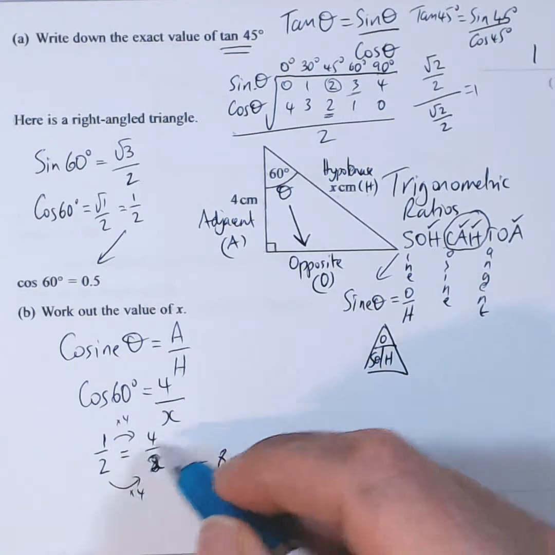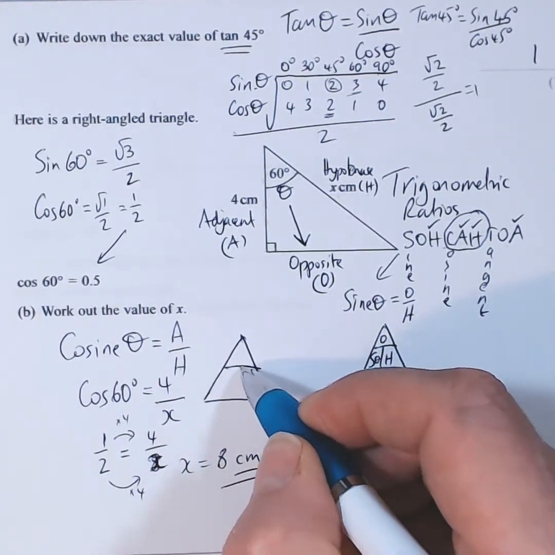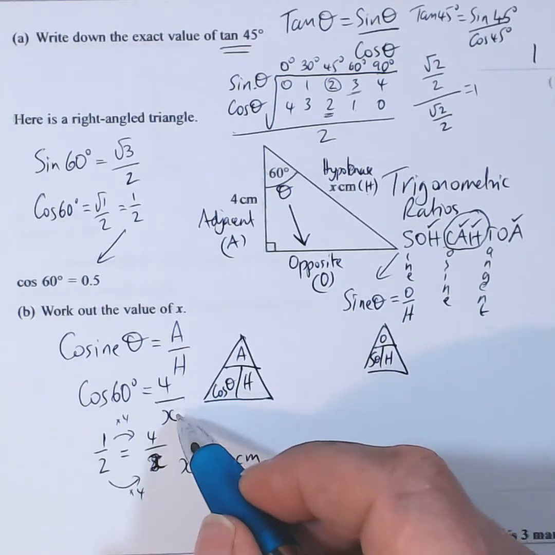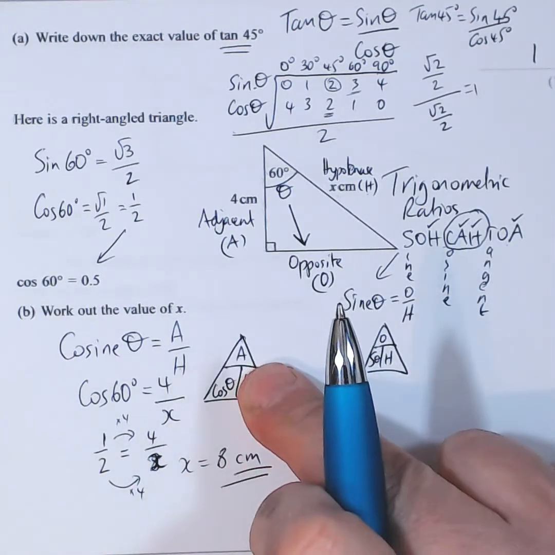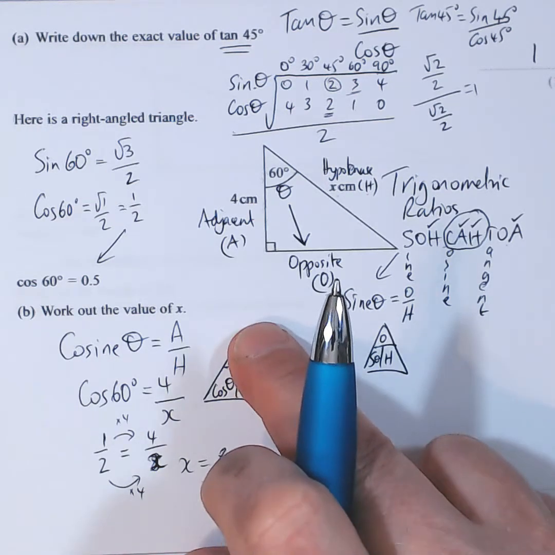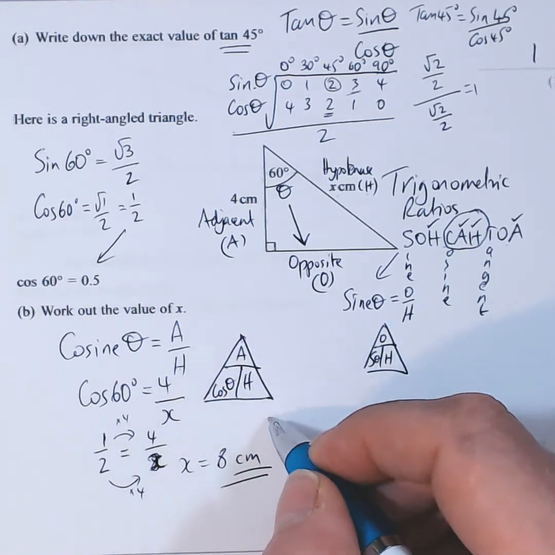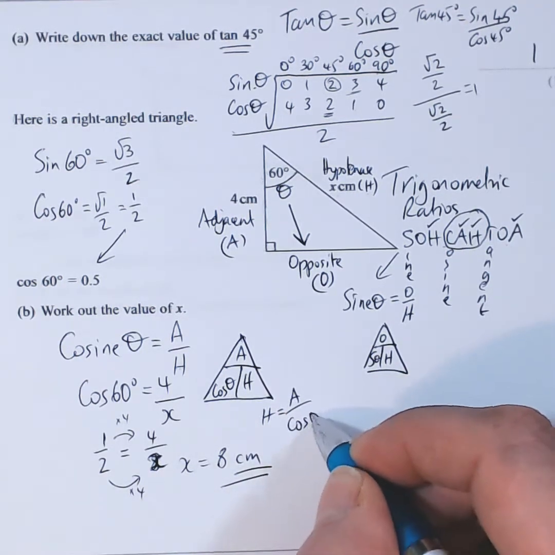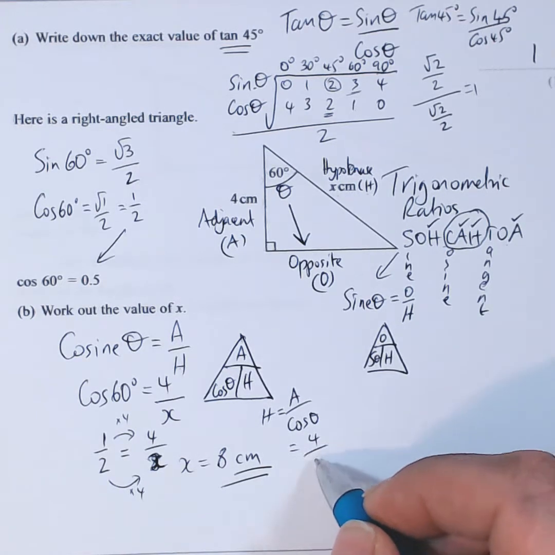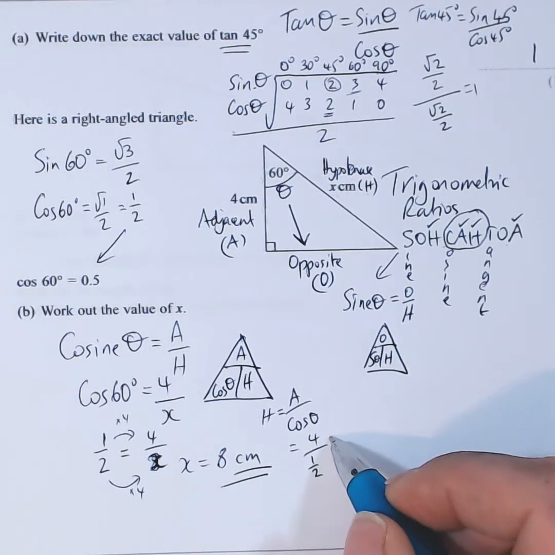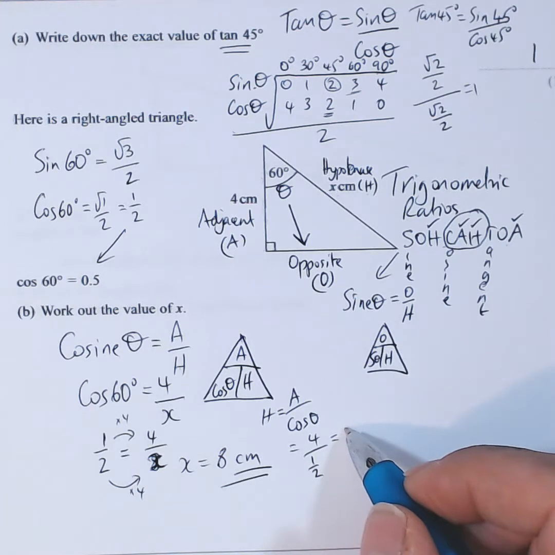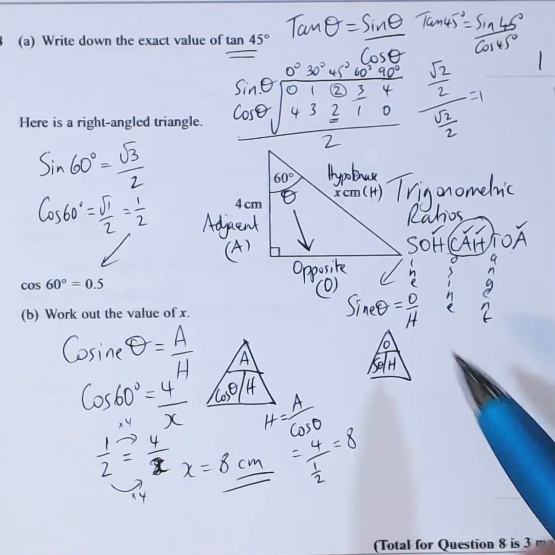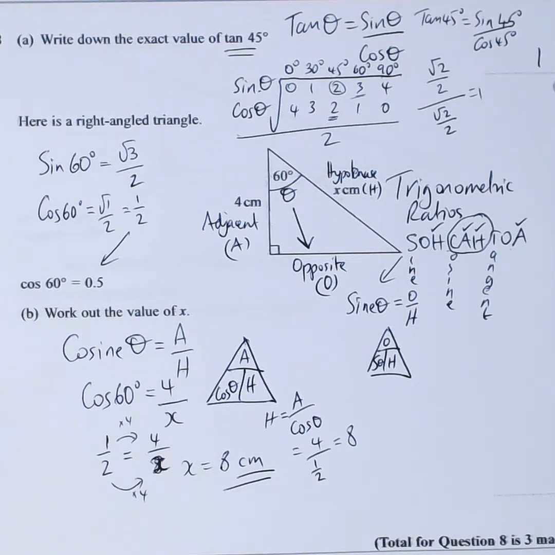If you weren't sure about how to rearrange and so forth, then again you could have written your triangle out. So cos theta is adjacent to hypotenuse. Because we wanted the hypotenuse length, we would have covered that up, and it tells us to do the adjacent length divided by the cosine of theta, which in this case would be 4 divided by a half. Well, 4 divided by a half means you double the 4, so you end up with 8. So whichever way you do it, you end up with 8 centimetres as the answer. So that's an example of doing trigonometric ratios without a calculator.